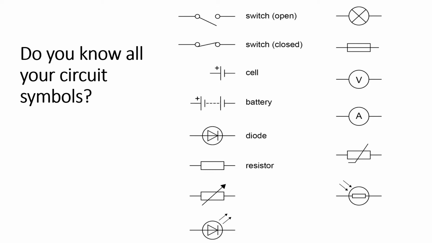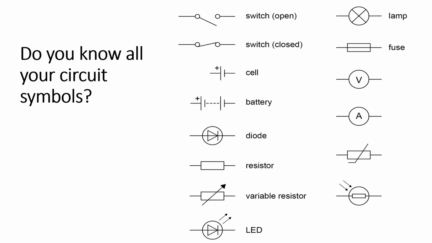Then there's a fixed resistor. Next down is a variable resistor. And the last one in this column is a light emitting diode, or LED. On to the next column, the top one is a lamp, followed by a fuse.